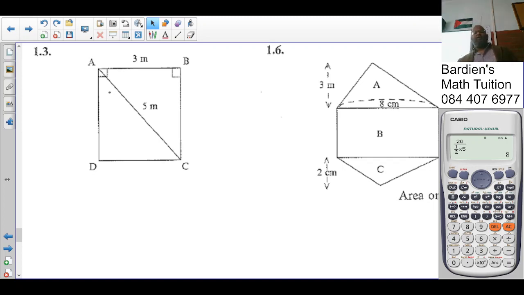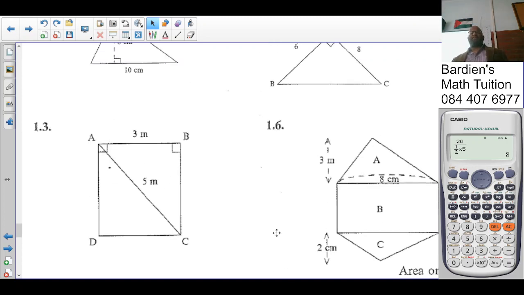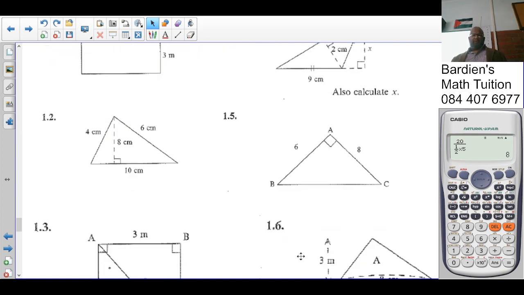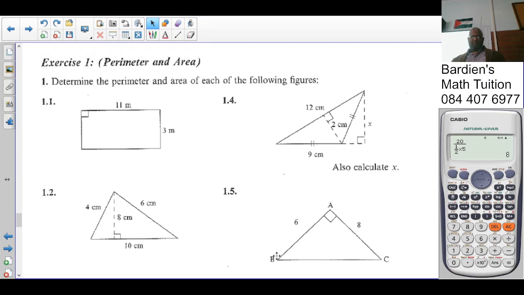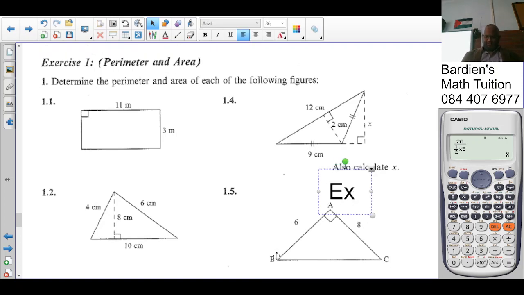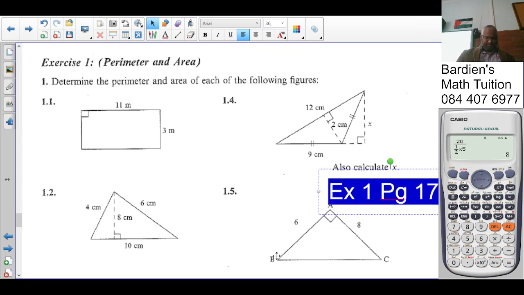Alright. For homework, I would like you guys to do from exercise 1. It's 1.1 to 1.6, and that's on page 176. You're going to do for me numbers 1.1 to 1.6. People enjoy the rest of your day. Good afternoon, class.